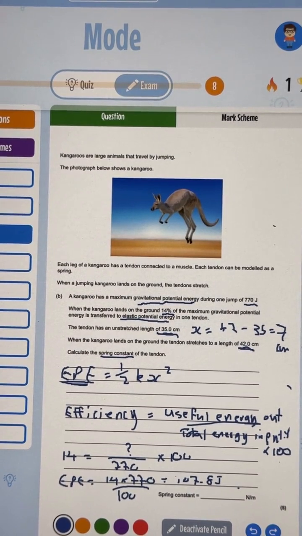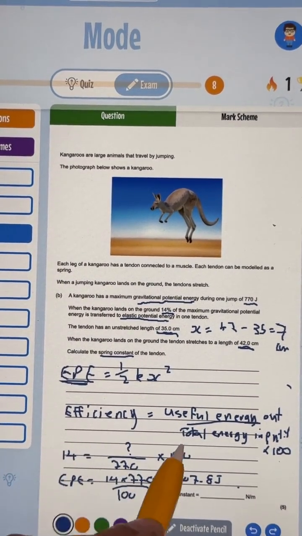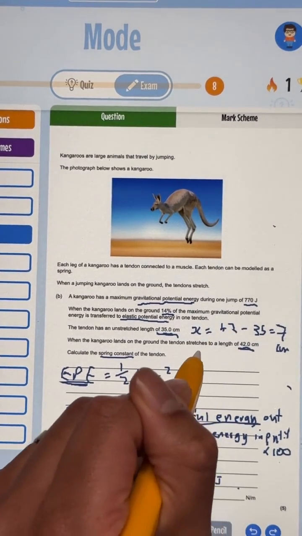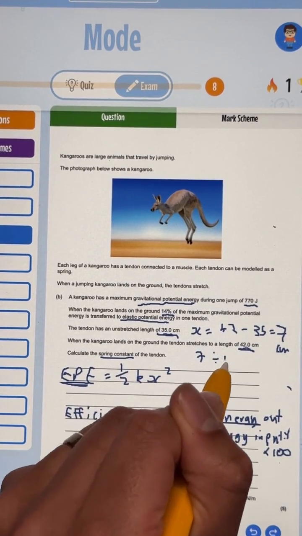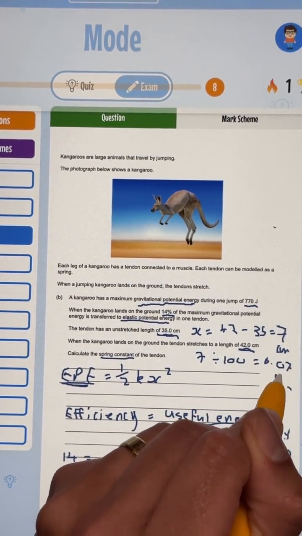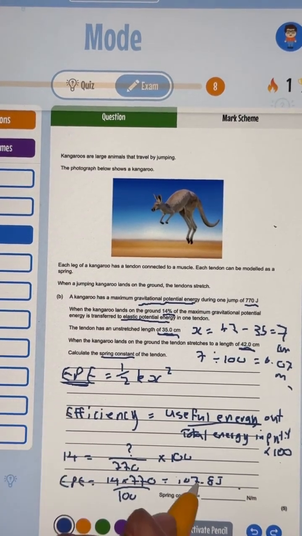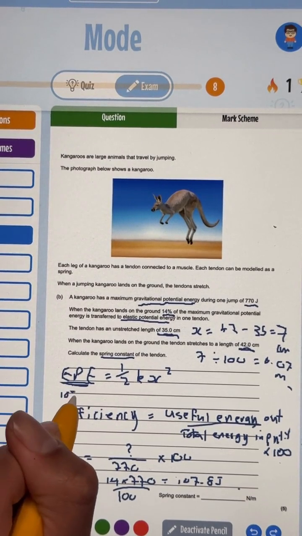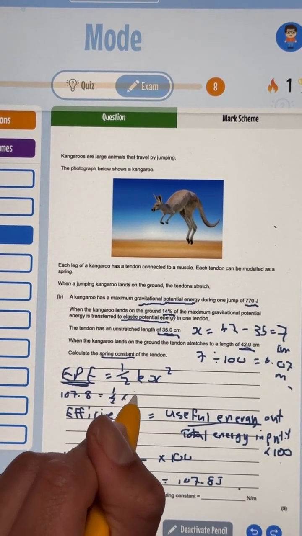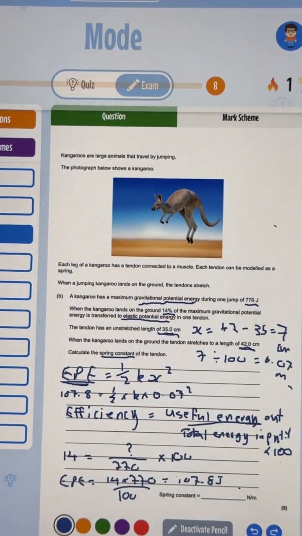Another thing to spot, which is where exactly Lois mentioned it, is that a standard unit for distance needs to be used in this equation, that is, meters. So I need to do 7 divided by 100 to convert it into meters, which is 0.07 meters. Putting that all in this equation, we have the energy, 107.8, equals a half times the spring constant times 0.07 squared.